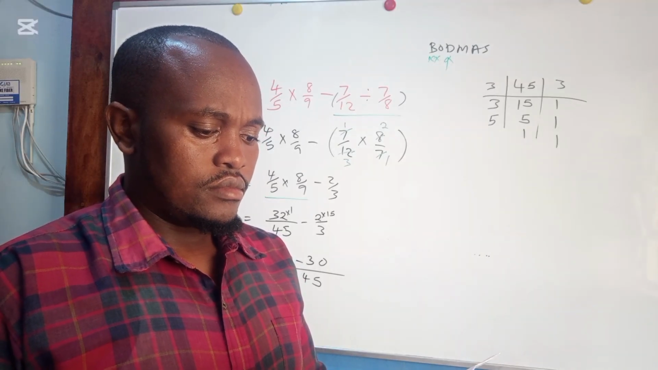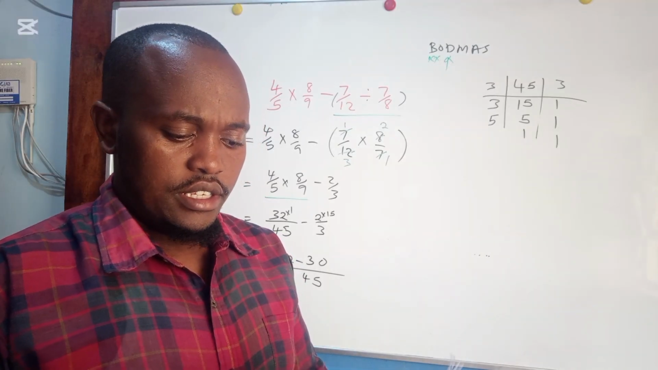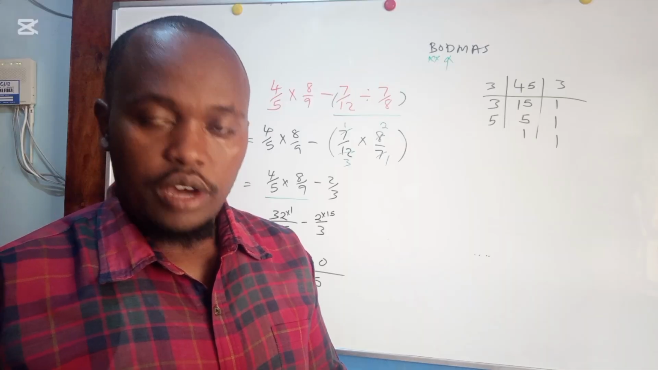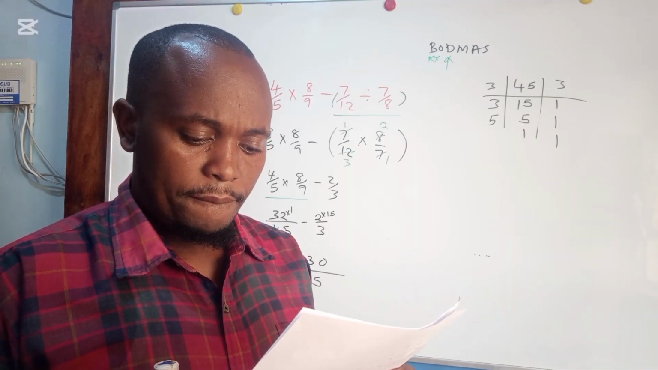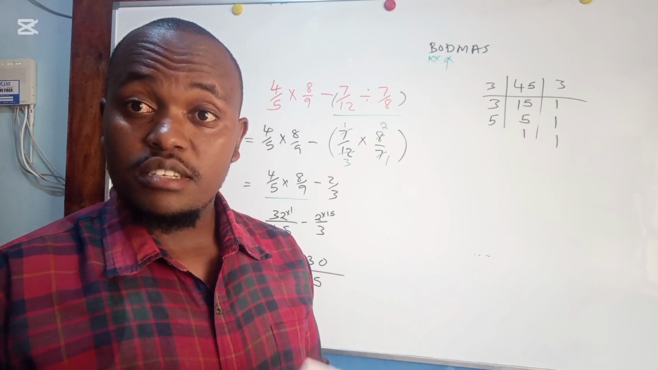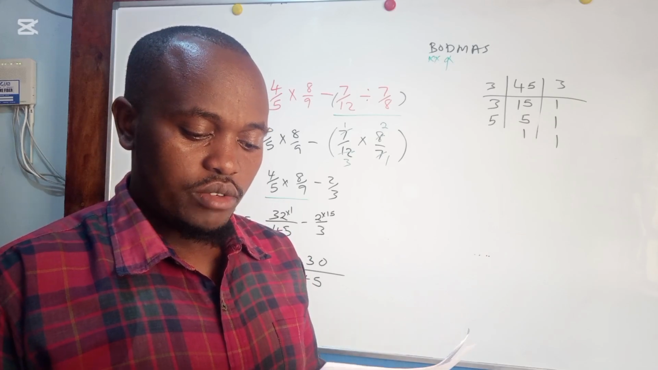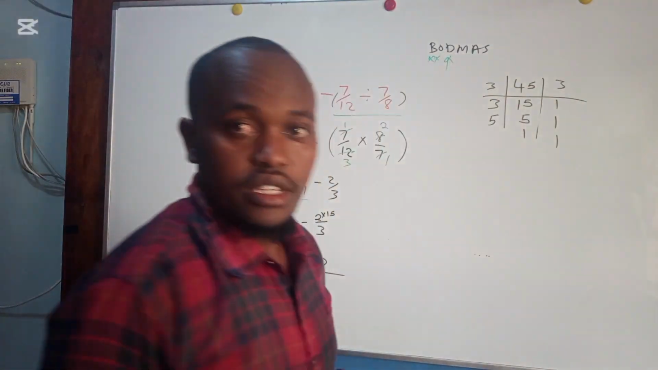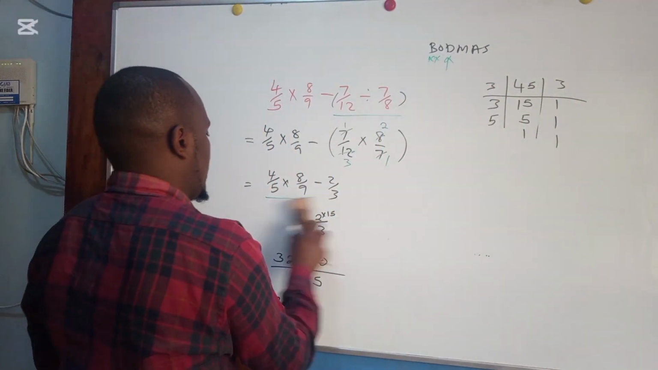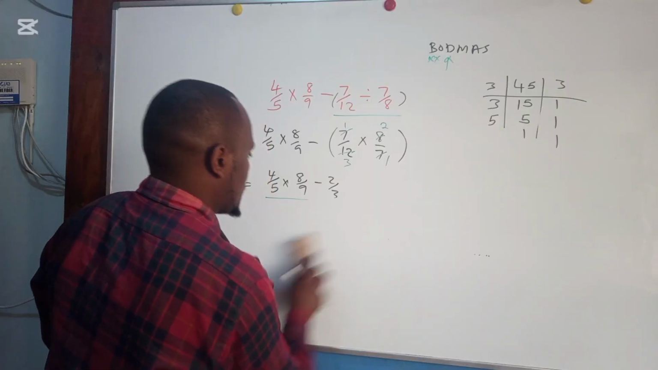So we are doing this one that involves decimals. You can be given a question with decimals. So how would you solve a question with multiple operations, yet it has decimals? This is what you are supposed to do.